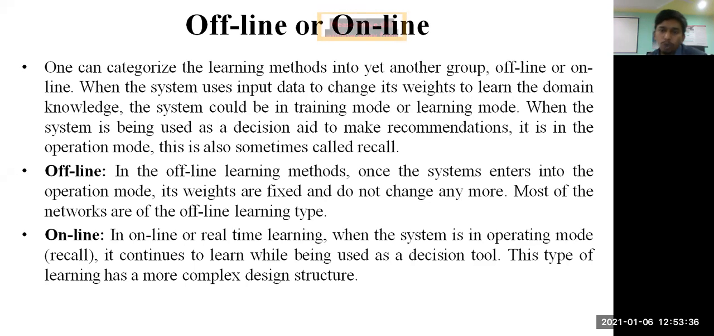So here you have two modes. One is learning mode, the other one is operational mode. When the system is being used as a decision aid to make recommendations, it is considered as operation mode. Whenever you are training on your data set, it is called learning mode, and whenever you are giving some recommendations, it is called operation mode, or it is also called recall. So depending on these two conditions, offline and online categories are done for this network.